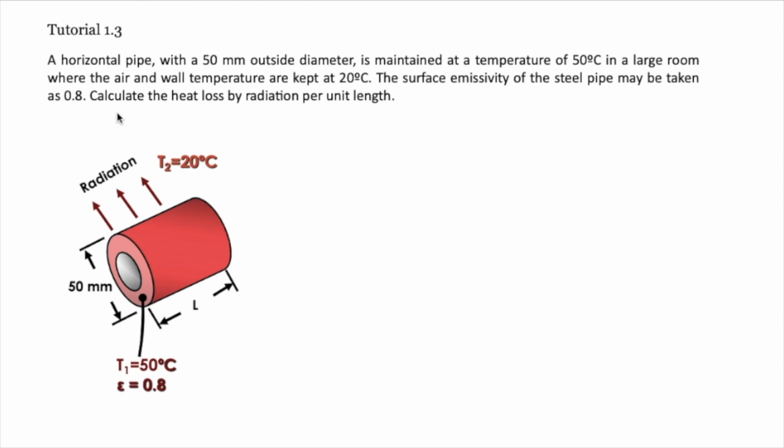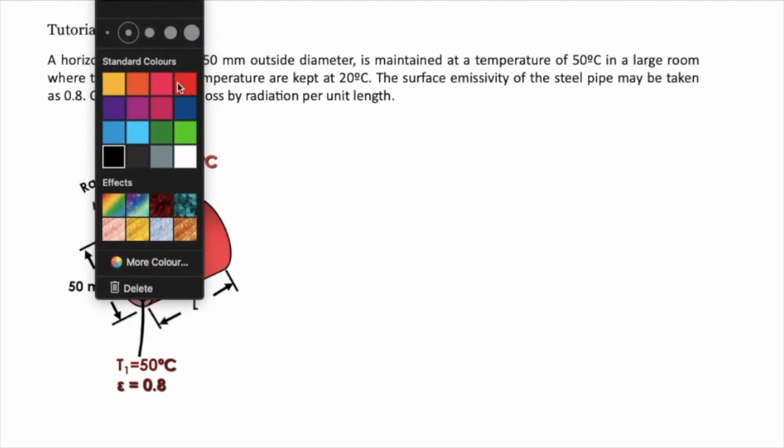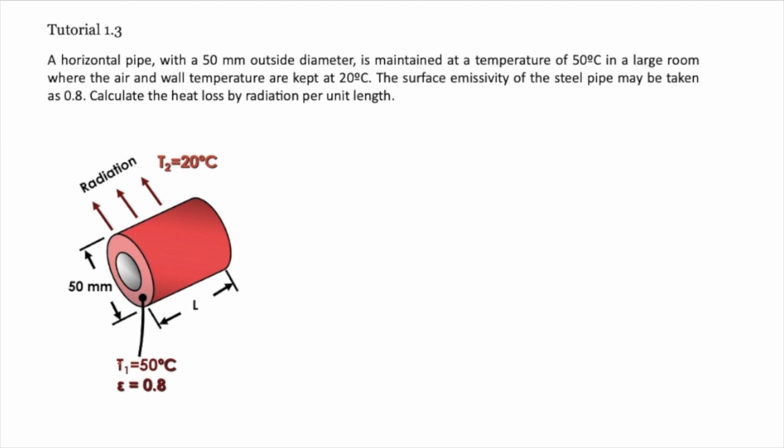A horizontal pipe with a 50 mm outside diameter is maintained at a temperature of 50 degrees C in a large room where the air and wall temperature are kept at 20 degrees C. The surface emissivity of the steel pipe may be taken as 0.8. Okay, so we need to calculate the heat loss by radiation per unit length.